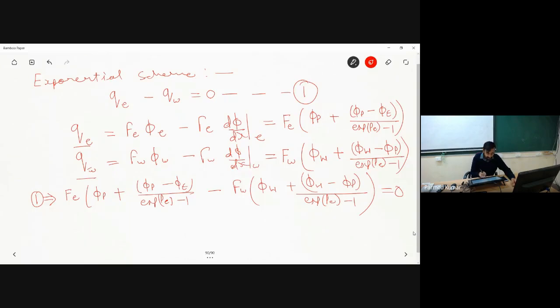Now you have to segregate different terms involving P, E and W. I have to write the generalized expression in the form of AP into phi P equal to AE into phi E plus AW into phi W. Can I write this expression? If I do the algebraic manipulation, segregating the terms involving phi P on the left hand side and all other terms on the right hand side, I can write it in the form AP phi P equal to AE phi E plus AW phi W. Now if you make the analogy, can you tell me what will be the coefficients?